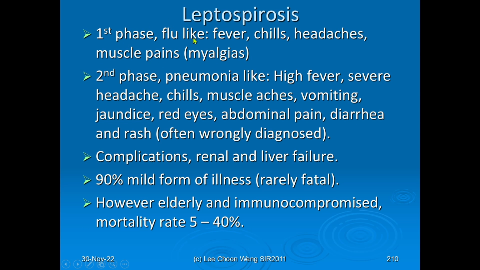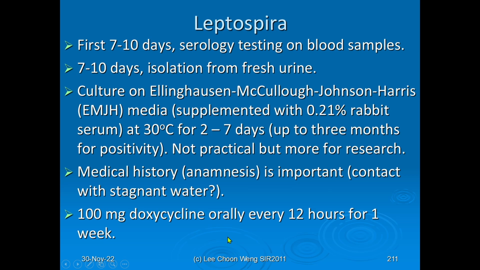The first phase of leptospirosis is flu-like, whereas the second phase becomes more serious, pneumonia-like. Complications include renal and liver failure, although 90% will have a mild form of the illness. In elderly and immunocompromised patients, the mortality rate can reach up to 40%. In the first 7 to 10 days, serology testing is carried out on blood samples. After 7 to 10 days, isolation from fresh urine.